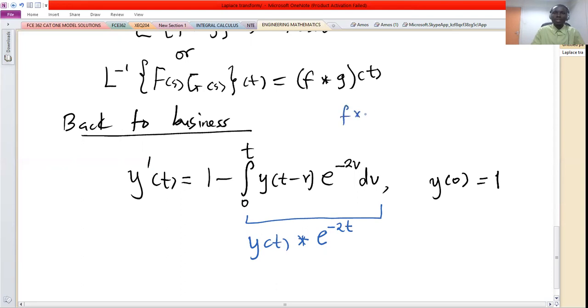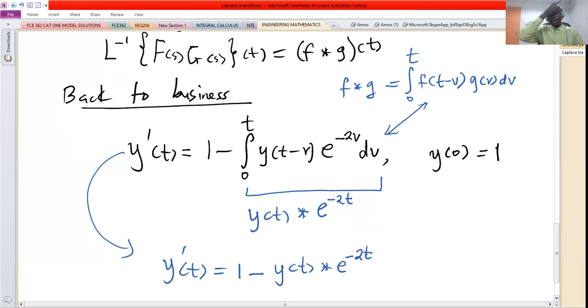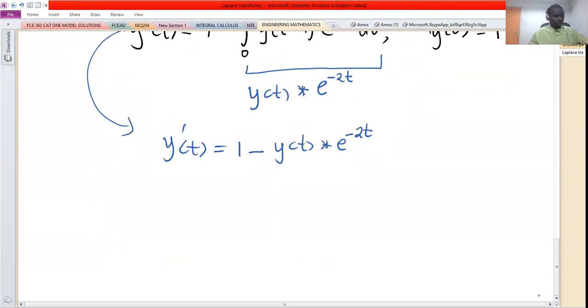Just by knowing that f star g, or the convolution of f and g, is given by the integral from 0 to t of f of t minus v and then g of v dv. Remember, these f and g are functions of t. So if you relate this definition with what we have in this integral, all this part is the same as the convolution of y of t with the function e raised to the power minus 2t. Which tells us that the equation we have is the same as y prime of t equals 1 minus y of t convoluted with e raised to the power minus 2t. After rewriting the integral differential equation in this form, we are now going to make use of the convolution theorem on the Laplace transforms to be able to get the value of y of t.